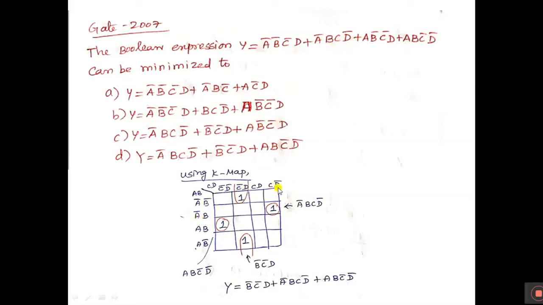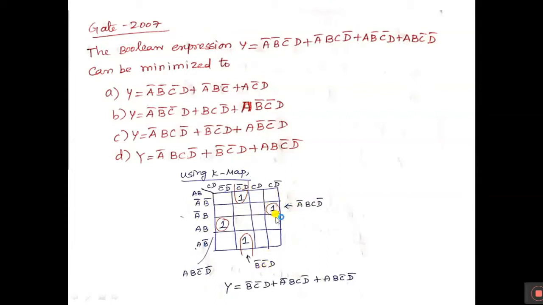A bar, B, C, D bar, I can write 1 here. And next A, B bar, C bar, D. Here A, B bar, C bar, D, I can write 1. So if I minimize this, I can combine these two values, this one and this one. If I combine them together, among these two the common term is B bar, with A and A bar variable, and C bar D is there. So B bar, C bar D.